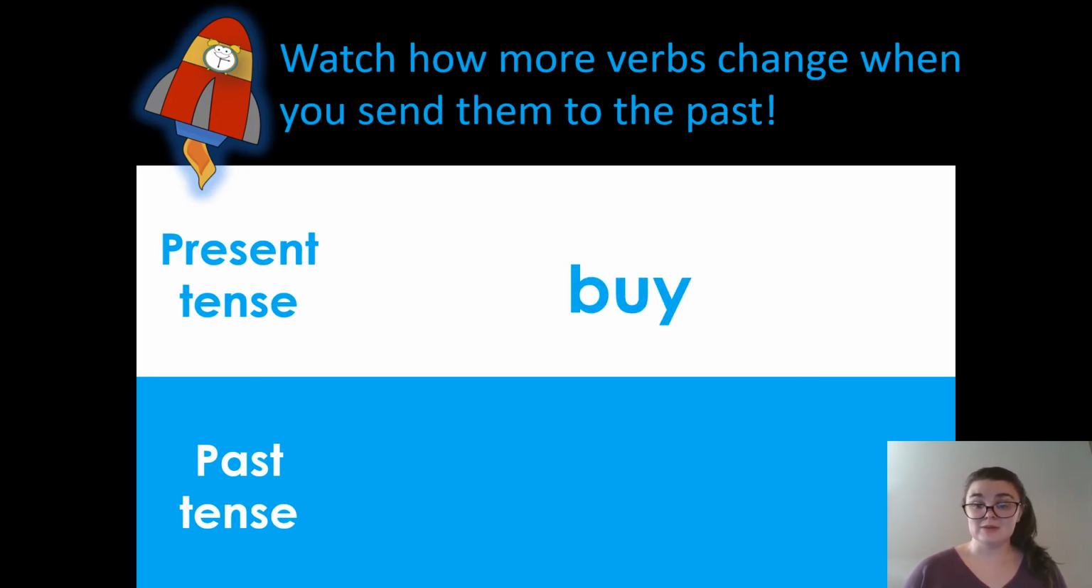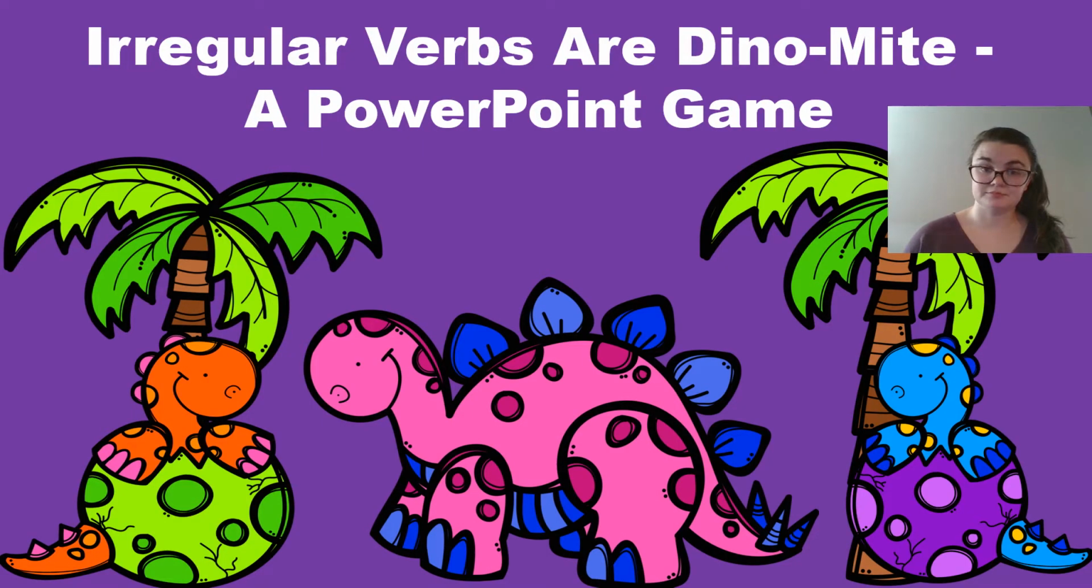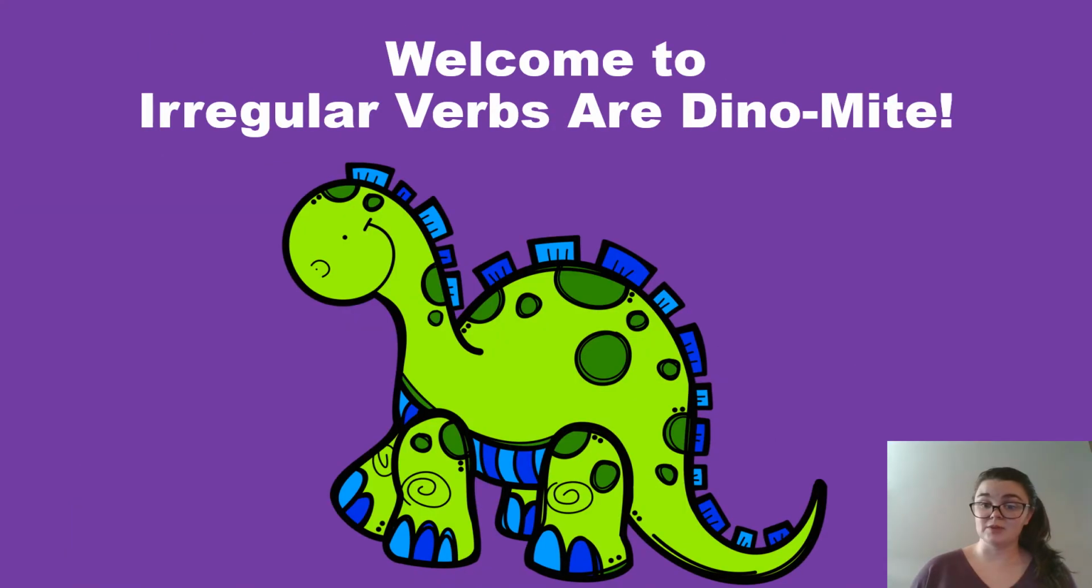In the present tense, we would say buy. Can you remember what buy changes to in the past tense? We saw this word earlier with our rocket. Buy changes in the past tense to bought. For example, I bought you a Christmas gift last year. Now we're going to do another practice. This is with dinosaurs. We're going to be practicing irregular verbs.